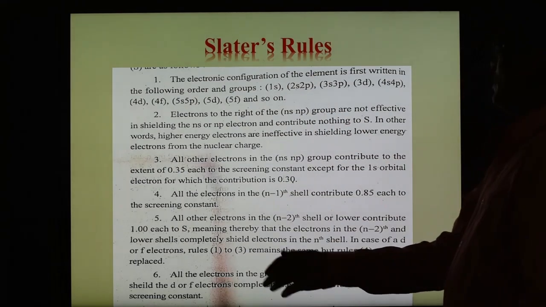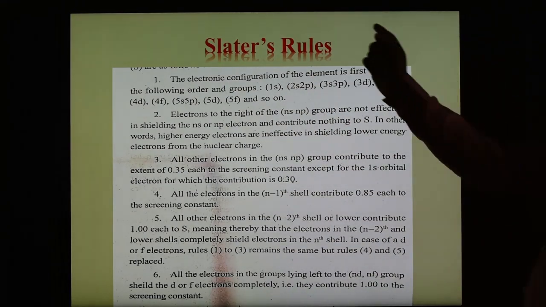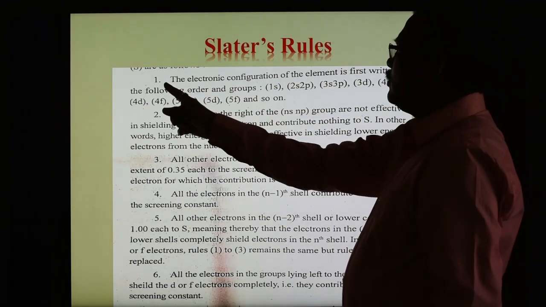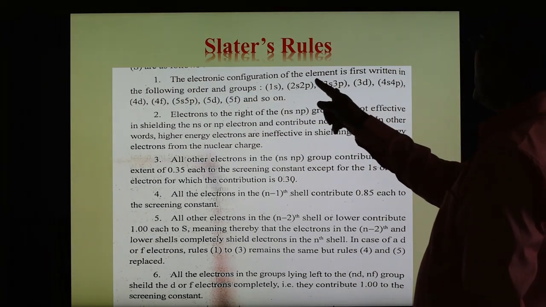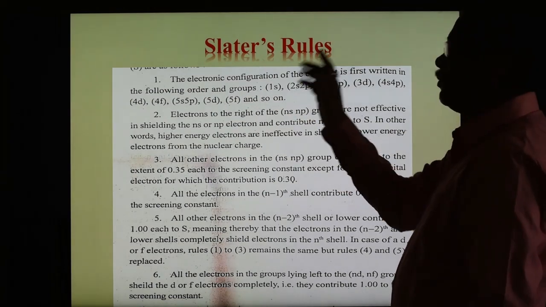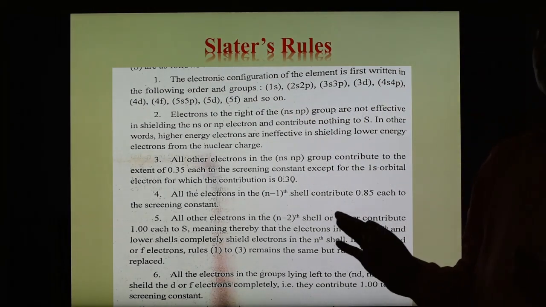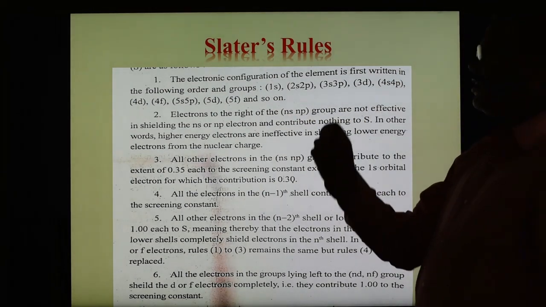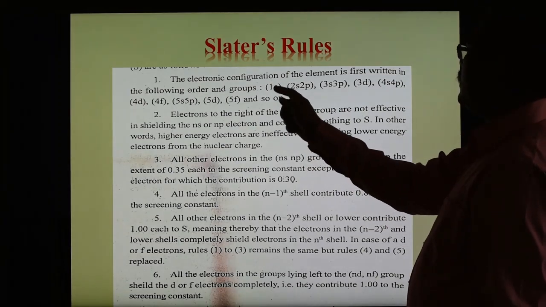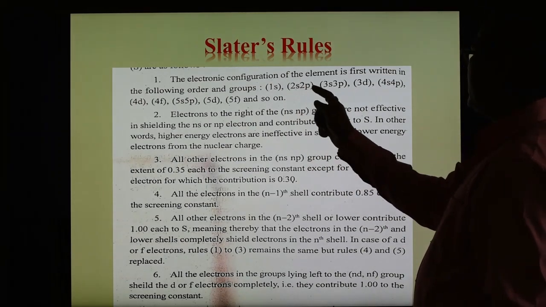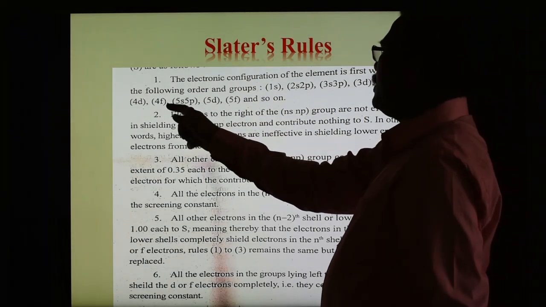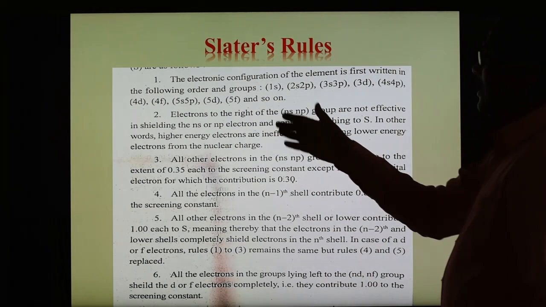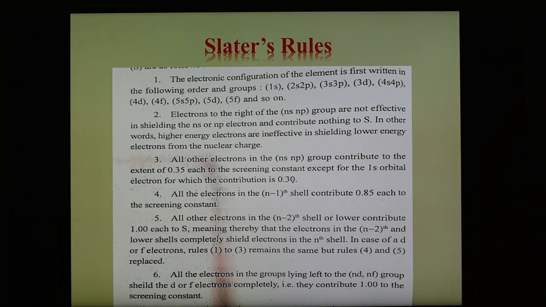So to find out the screening constant S, Slater has given these rules. Rule number 1 is to write the electronic configuration of that element first, in this order and groups: 1s, then 2s 2p, then 3s 3p, 3d, then 4s 4p, 4d 4f, then 5s 5p, 5d, and so on. So write the configuration in this order and in these groups.